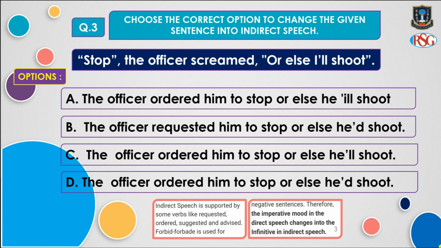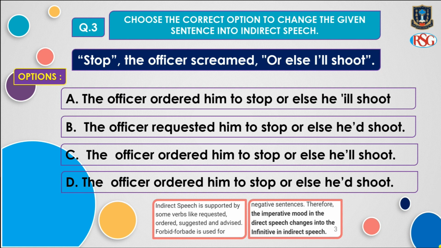So, therefore, the imperative mood in the direct speech changes into infinitive in the indirect speech. Now, what does this mean then? As I said, indirect speeches are supported by verbs like requested, ordered, suggested, advised, etc. So here, since this sentence is an imperative sentence, what happens? This imperative mood in the direct speech, we are going to change it into indirect speech. So the speech gets changed into infinitive. Infinitive means you have to use the word to here. You have to use the word what?